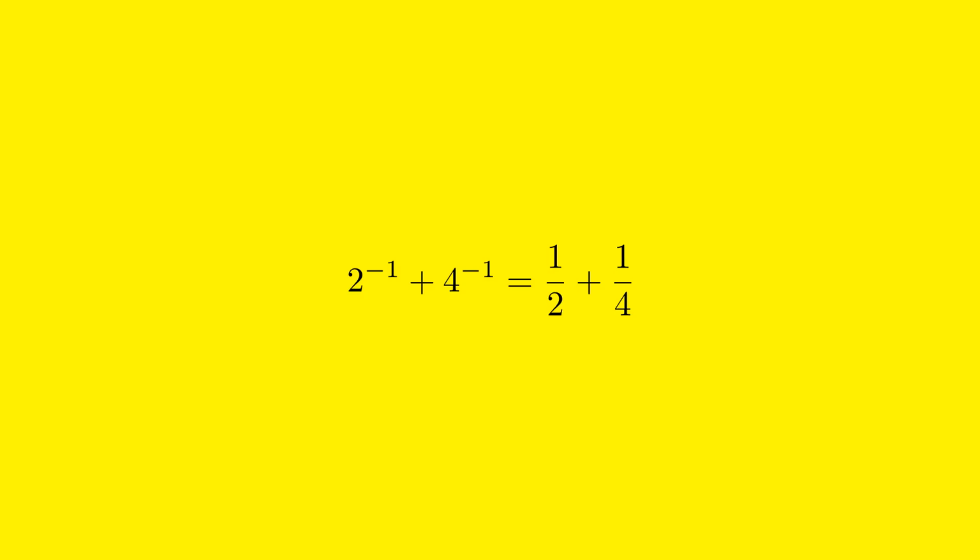First, we need to understand what 2 to the power of -1 and 4 to the power of -1 mean. When an exponent is negative, we can convert it to a positive exponent by taking the reciprocal of the base. Therefore, 2 to the power of -1 can be written as 1 divided by 2. And 4 to the power of -1 can be written as 1 divided by 4. So, the expression 2 to the power of -1 plus 4 to the power of -1 will be altered to 1 divided by 2 plus 1 divided by 4.